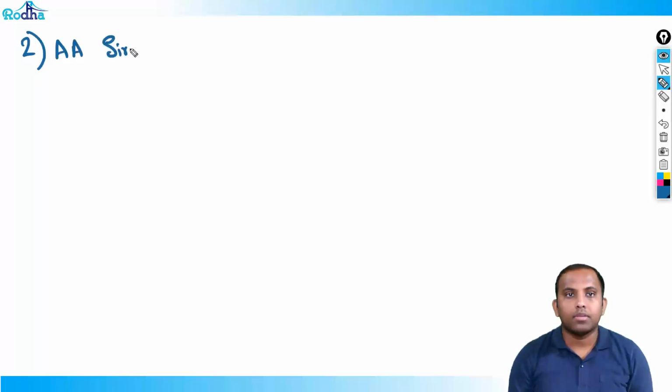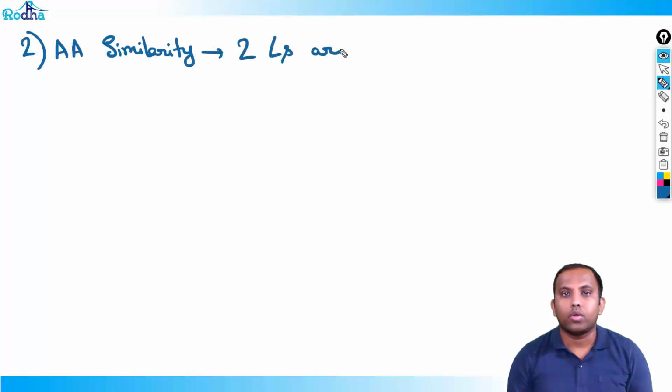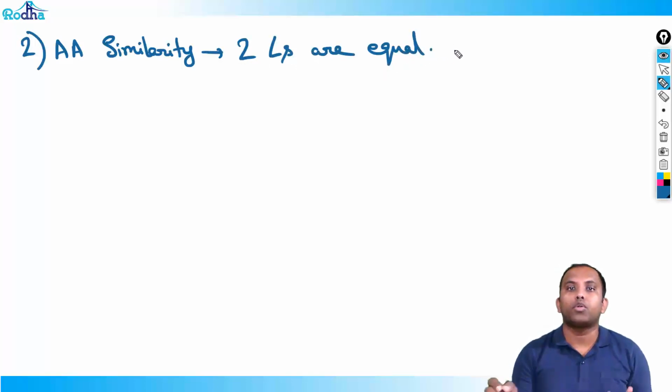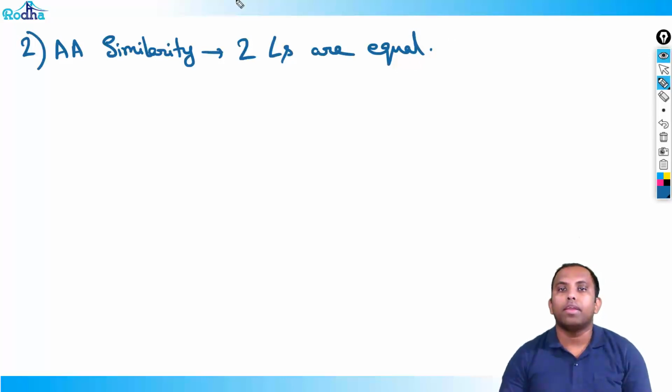Now what is AA similarity? AA similarity is when two angles are equal. Obviously when comparing two triangles, two angles of one are equal to two angles of the other. That is AA similarity.